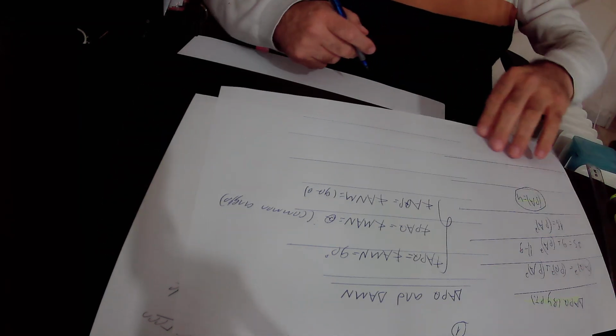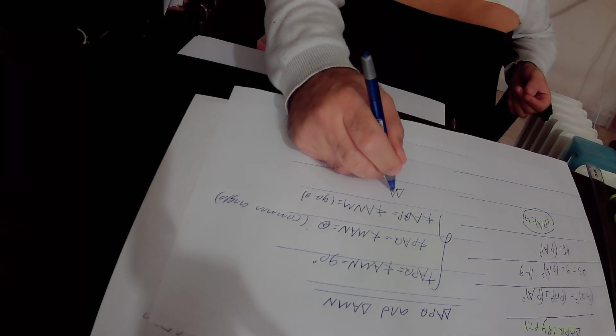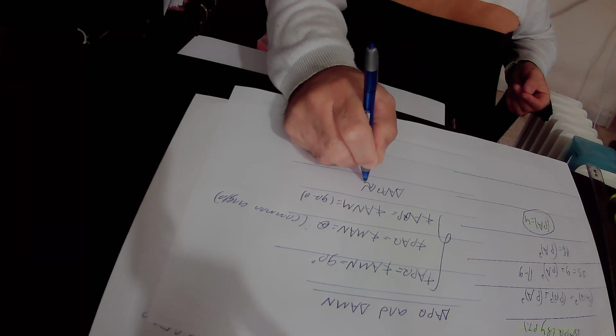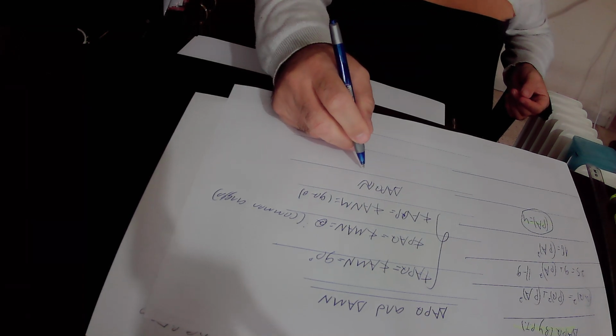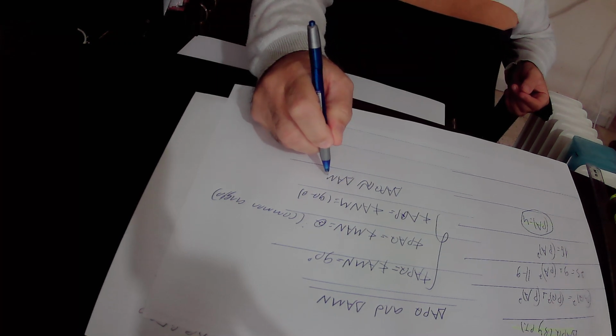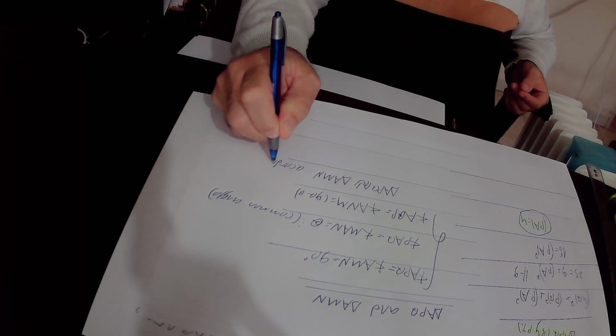So I'll write it down. Triangle, the big triangle APQ, is similar, this is the sign of similar, to the small triangle AMN according to the angle similarity rule.